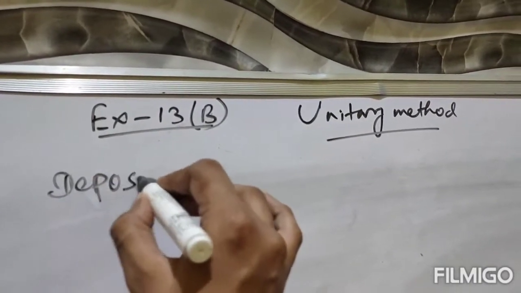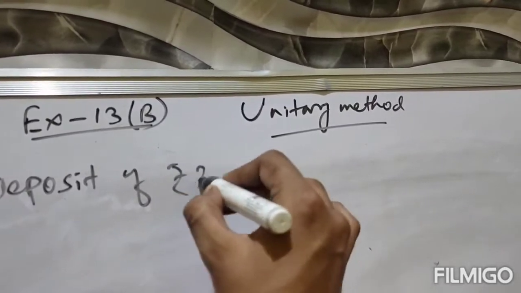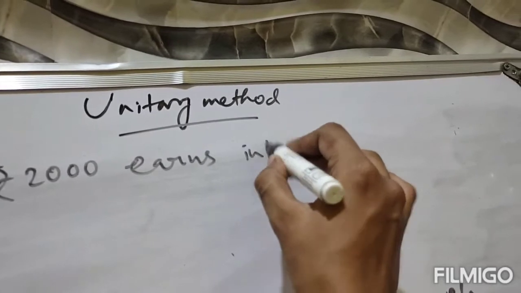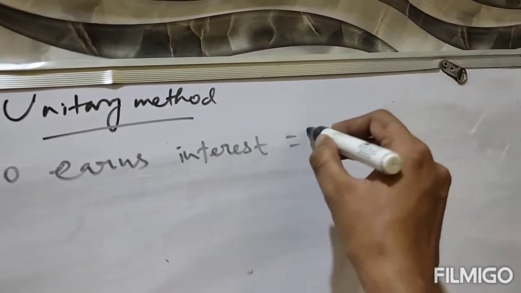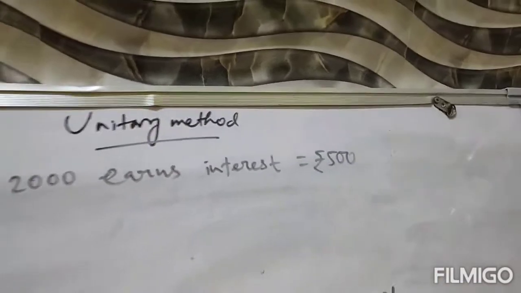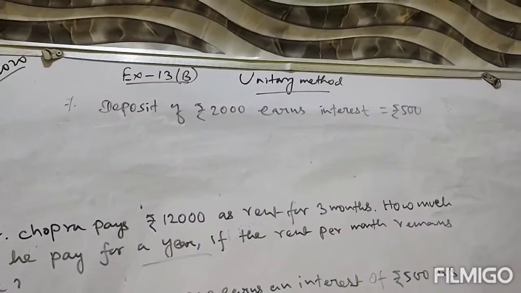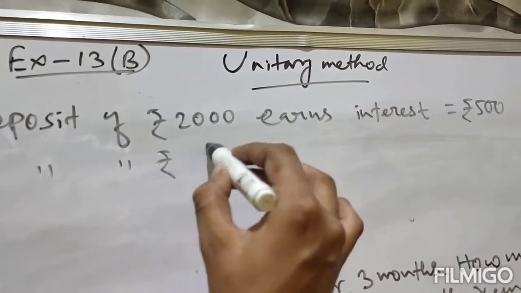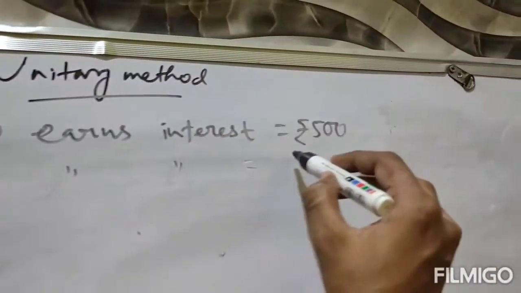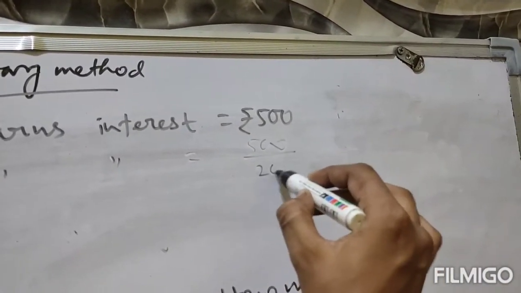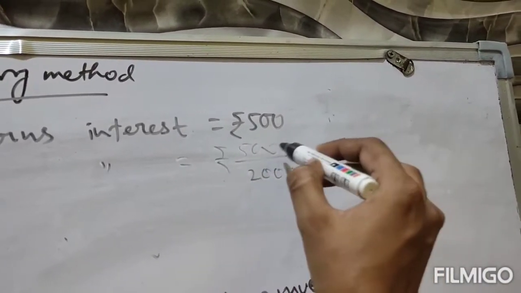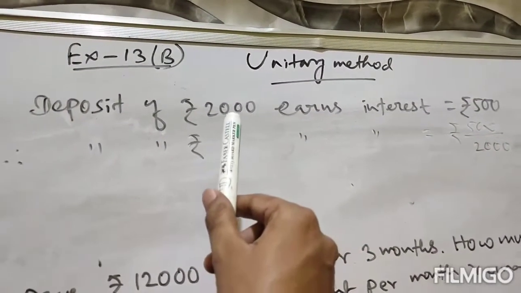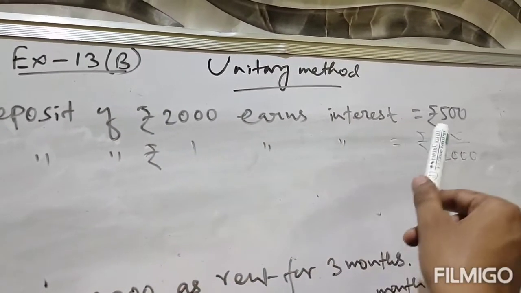Deposit of rupees 2,000 earns interest equal to rupees 500. That means if you deposit rupees 2,000, it will give you 500 as interest. So if you deposit rupees 1, it will attract interest less than 500, that is 500 by 2,000. Clear?